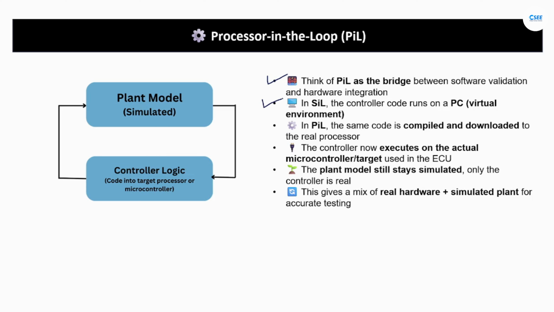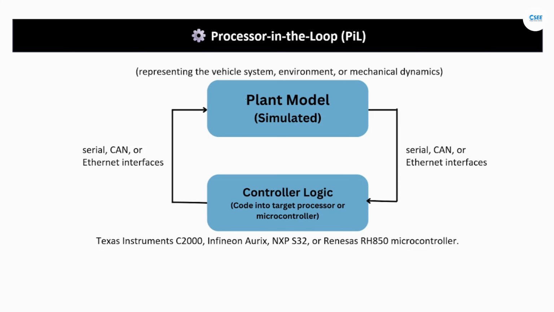In SIL, the controller code was running on a PC, a virtual execution environment. But in PIL, the controller code is now compiled, downloaded, and executed on the real microcontroller or processor that will be used in the actual ECU. The plant, however, still remains simulated. So the setup looks like this.